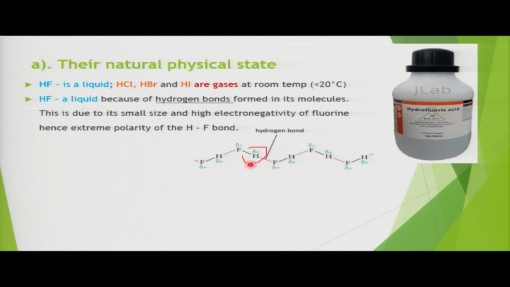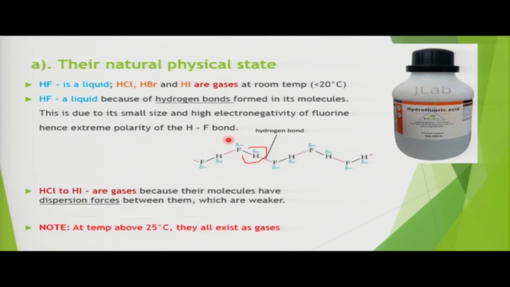In that way, they create a force of attraction. This is specifically called hydrogen bond, and it exists in molecules of hydrogen bonded to oxygen, nitrogen, and fluorine because they are the most electronegative atoms. So the formation of these hydrogen bonds makes hydrogen fluoride exist as a liquid because they are stronger.